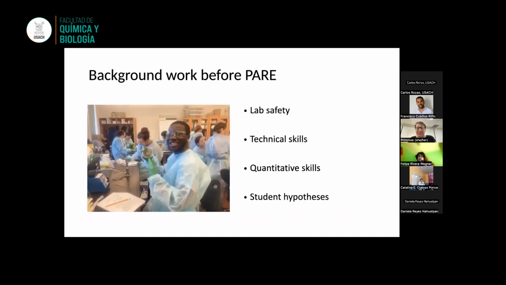I prepared these microbiology students for this work very carefully. I told them, you're going to do work that is actual science that's going to the community.